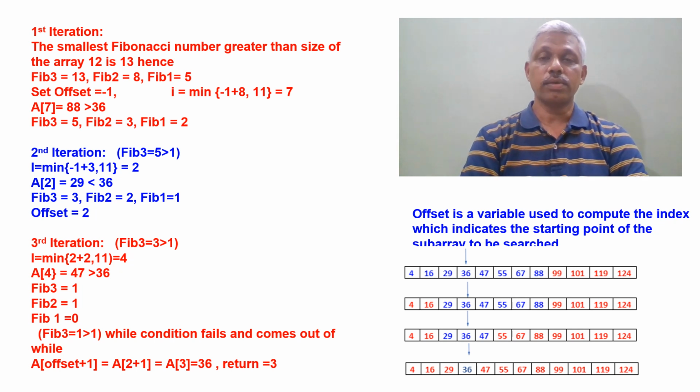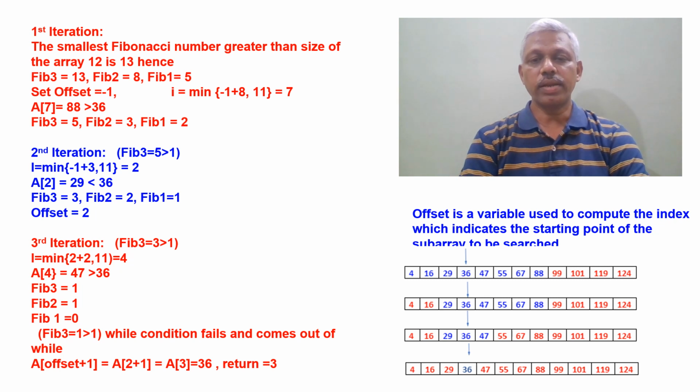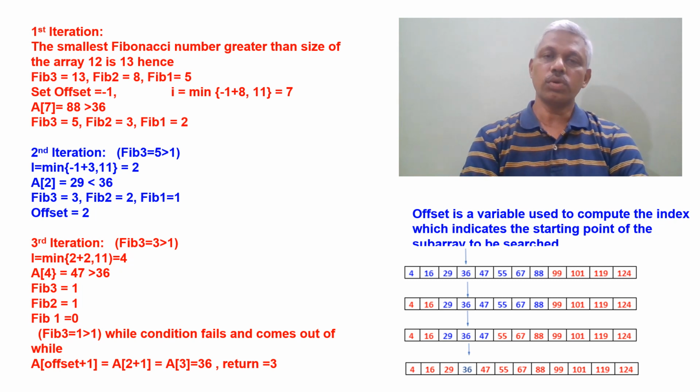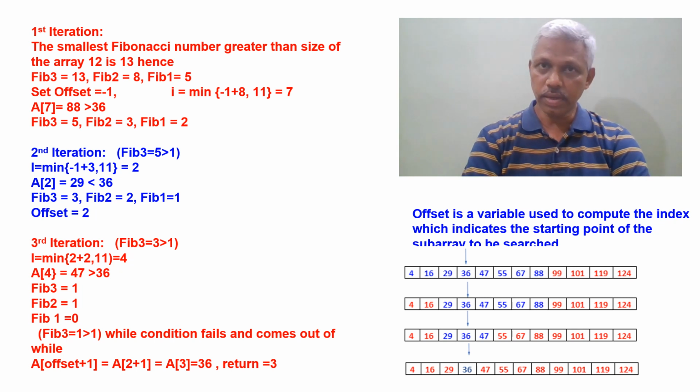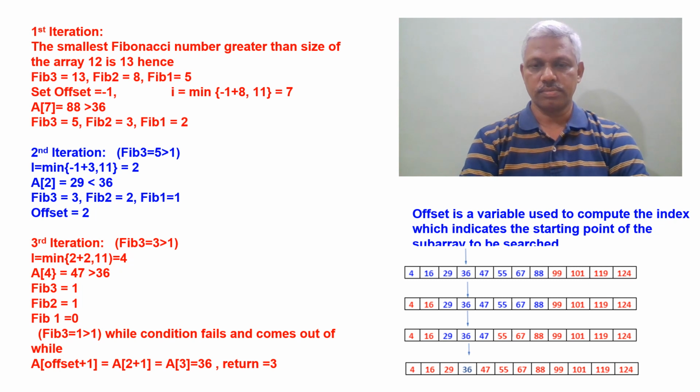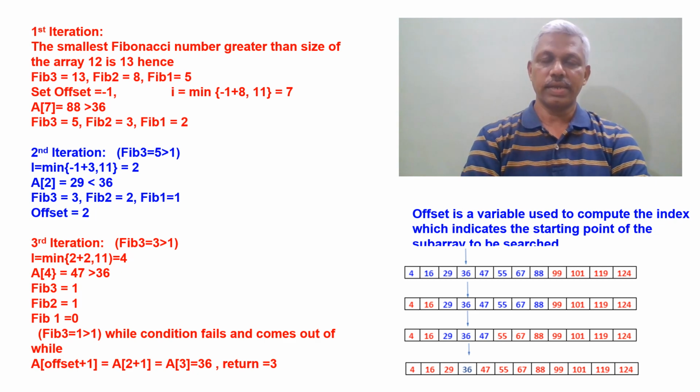Again, by the algorithm, we have to move the Fibonacci numbers 2 steps down. Once I do that, Fib3 becomes 1, Fib2 becomes 1, and Fib1 becomes 0. In this case, Fib3 has become 1, so the while loop condition fails. It comes out of the while loop, and the last condition is checked: A of offset plus 1, which is A of 2 plus 1, which is A of 3, coincides with 36, the key value. Since it matches the key value, return the index as 3.